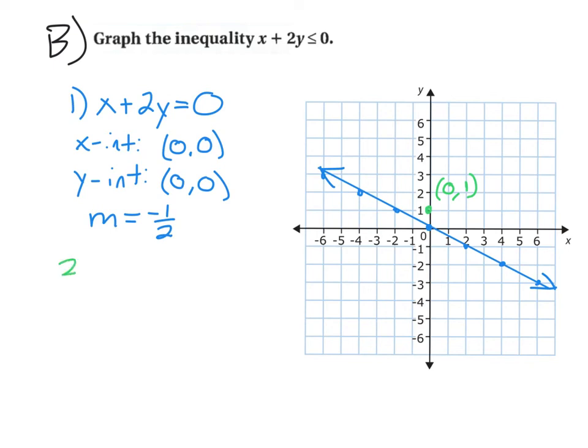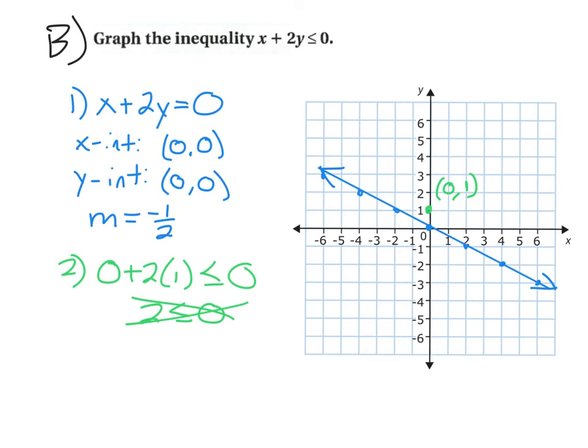And we can plug that in to our inequality. So we have 0 plus 2 times 1 is less than or equal to 0. So we have 0 plus 2, that's 2, is less than or equal to 0. Now, this is not true. We picked a point that does not give us a true value.